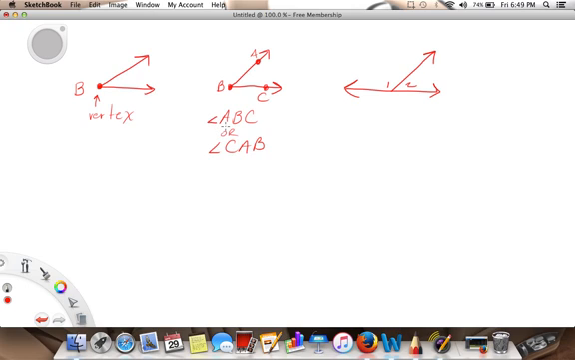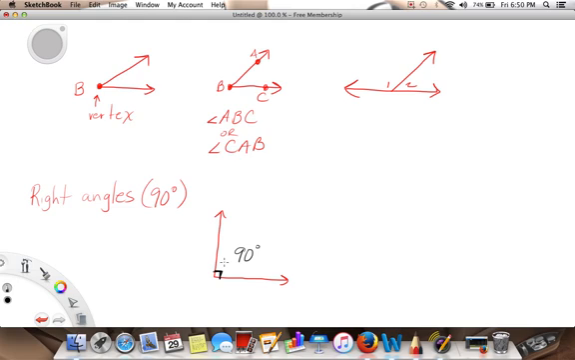Now we have different types of angles. We have right angles, which are 90-degree angles. The symbol for a right angle looks like this. Pretend that this line is perfectly straight, and if you see this little symbol right here, it looks like a little square in the corner. That tells me that that is a right angle. So when I see that little square right there, that tells me that this angle is 90 degrees.